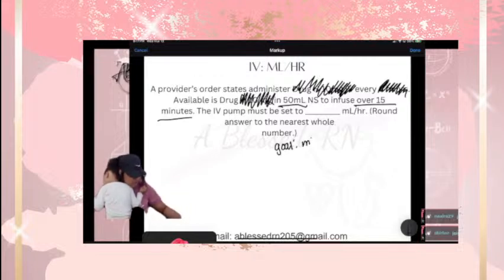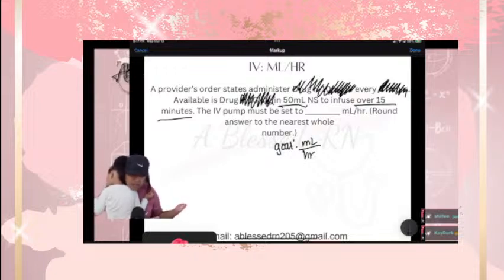Our goal is to find milliliters over hour. It didn't say anything about a milligram, a microgram, a gram, or how many times to give it. It just wants milliliter on the top and hour on the bottom. That's how you know what is fluff, okay?